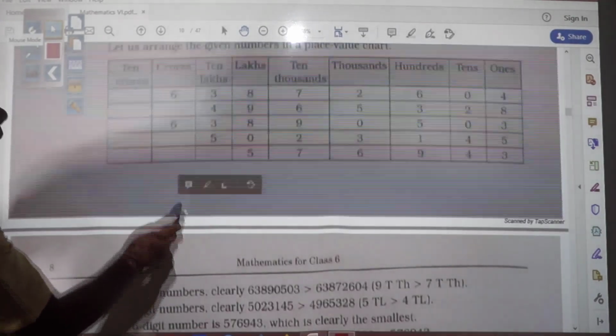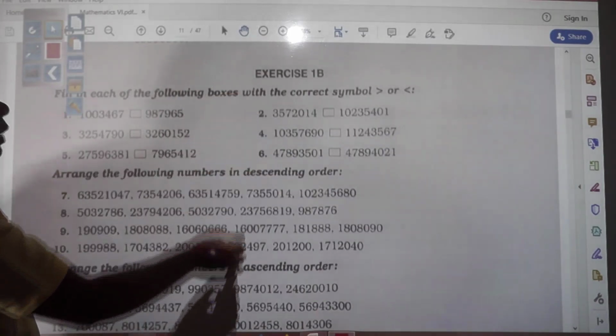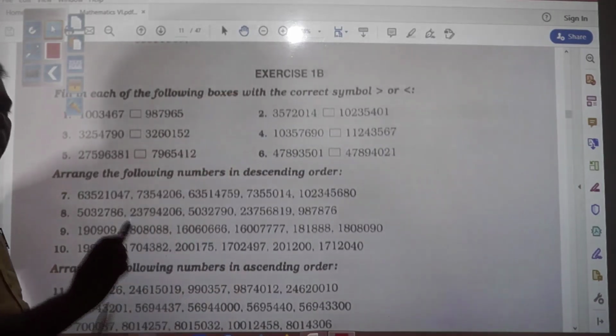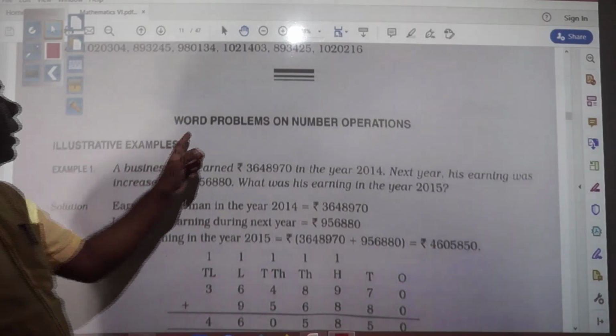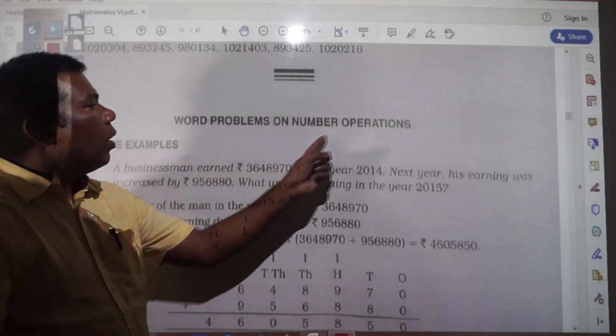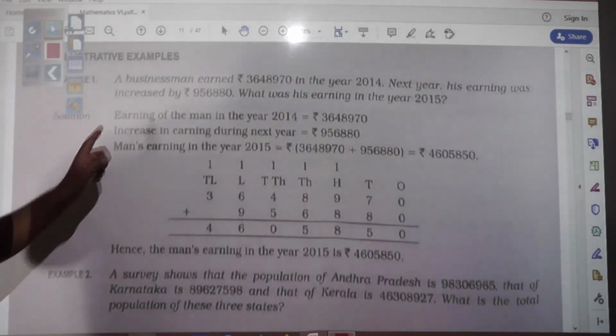So likewise many other questions are there, you go through properly. And exercise 1B, I think you will be able to do yourself. You try to do. Then we will come to word problems on number operations. Here you see the first question.